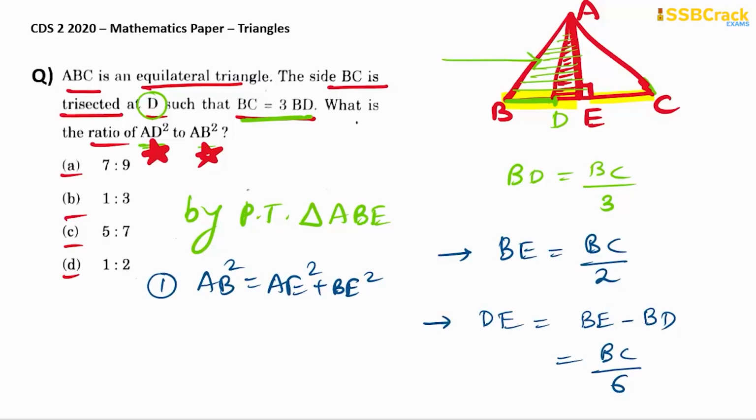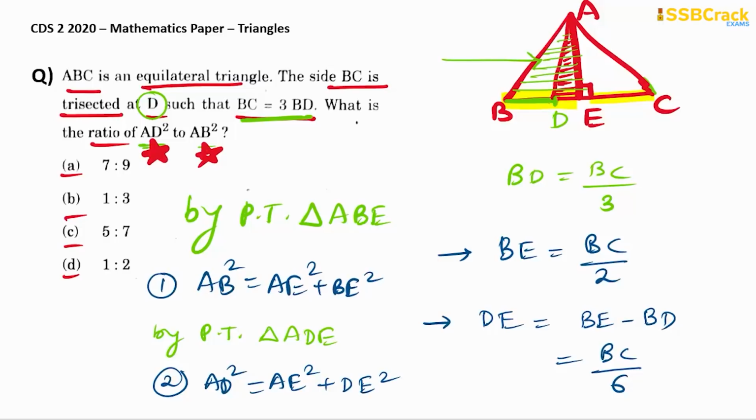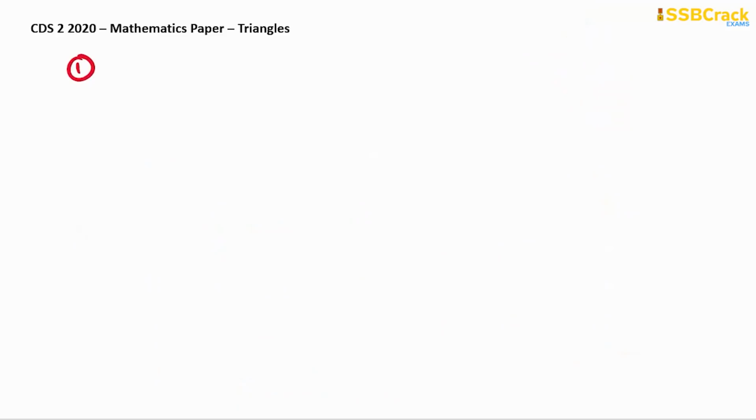And in the second statement, that is by Pythagoras theorem in the triangle, which one? The ADE triangle. There the hypotenuse is AD. So we'll have AD square equal to AE square plus DE square. You could easily see that we can subtract these 2 equations 1 and 2 to relate this AB square with AD square. So let's do that. So 1 minus 2 I am doing.